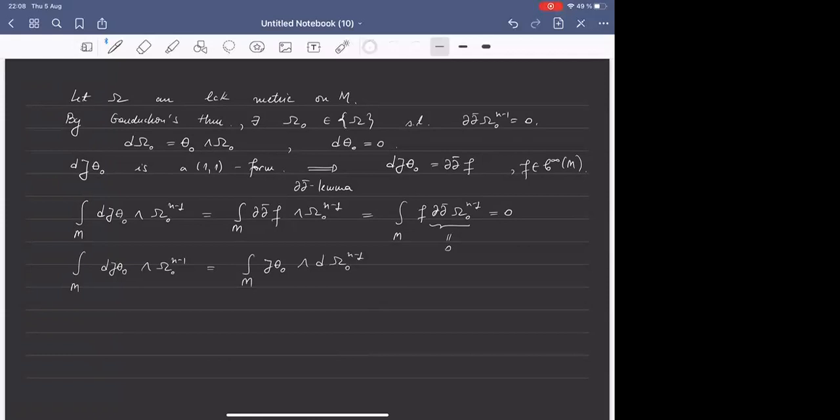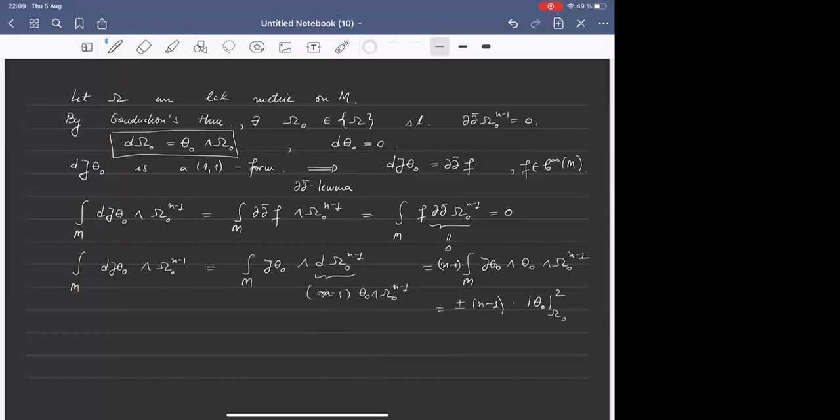Since omega zero is LCK, it satisfies the LCK condition here, and the omega zero is theta zero wedge omega zero. This term will be n minus one times theta zero wedge omega zero to n minus one. So it's the integral of d theta zero wedge theta zero wedge omega zero to n minus 2, times n minus 1. But just by some very simple linear algebra fact, we get that up to a sign, which I don't want to get wrong, but I will just say generically plus minus, this integral is exactly the L2 norm of theta zero with respect to the metric omega zero.